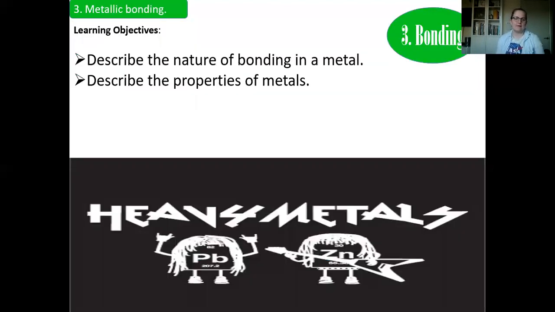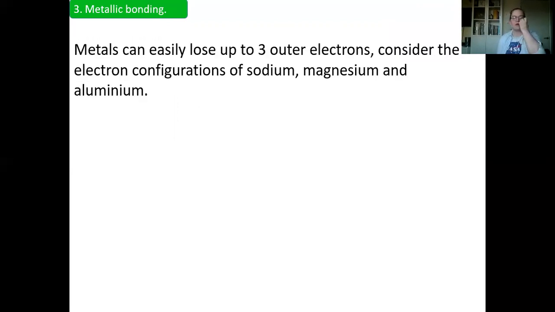Now we're going to have a little look at metallic bonding. We're going to describe the nature of bonding in a metal and describe the properties of metals. As you probably remember, we've now done ionic bonding, which is between a metal and a non-metal, covalent bonding, which is between non-metals, and then metallic bonding, which is between metals.